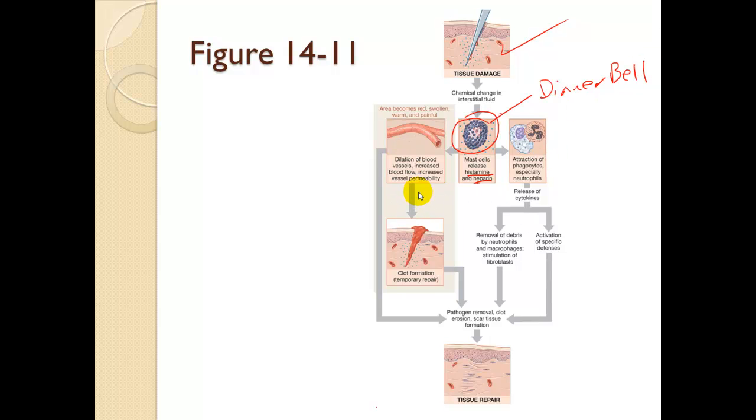Off of the dilation of the vessels, we get hemostasis occurring. The dinner bell itself attracted more phagocytes, especially neutrophils, and released cytokines. Then comes removal of debris by neutrophils and macrophages, and stimulation of fibroblasts. What we're trying to do here is form a fibrin polymer or scar in the area so that healing can occur.